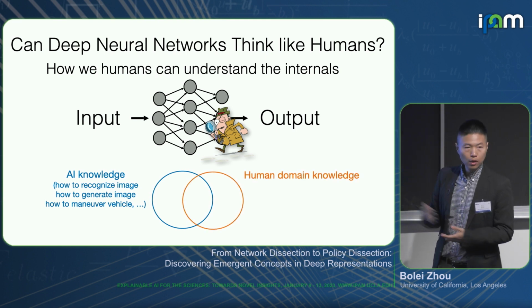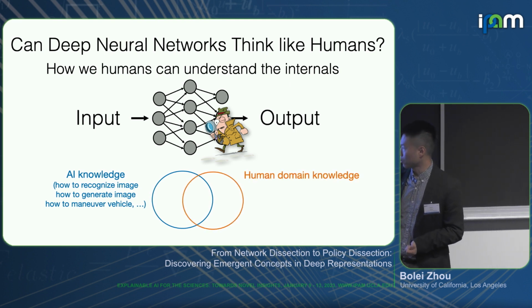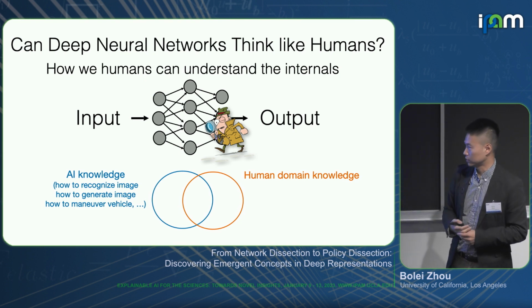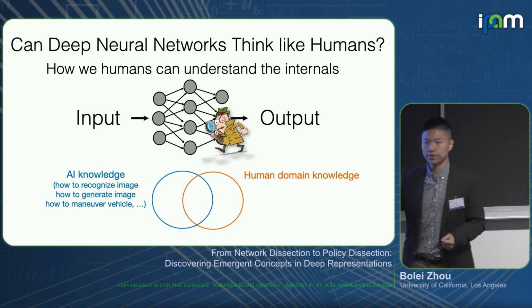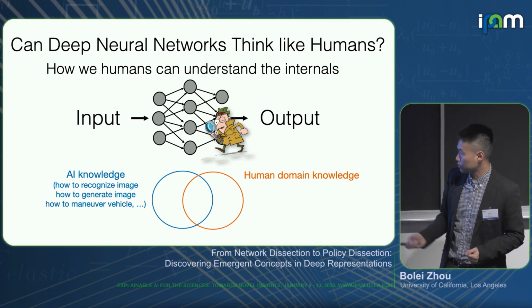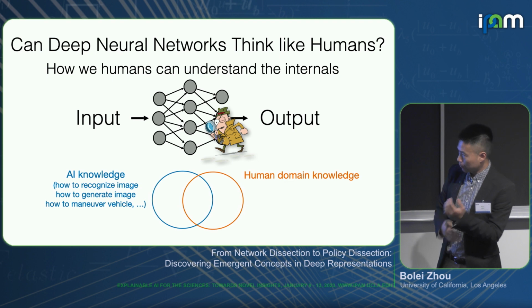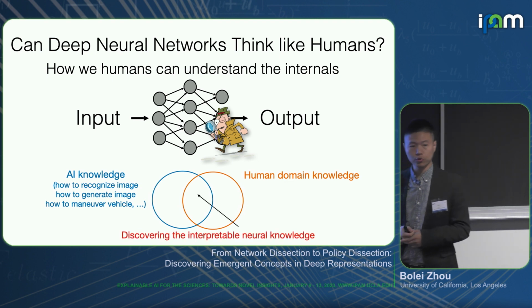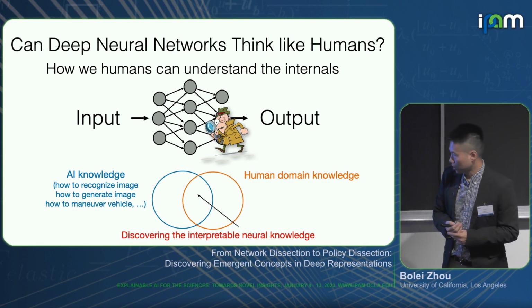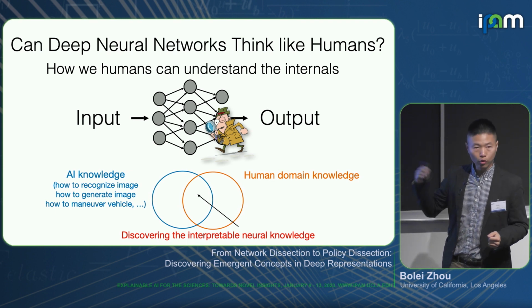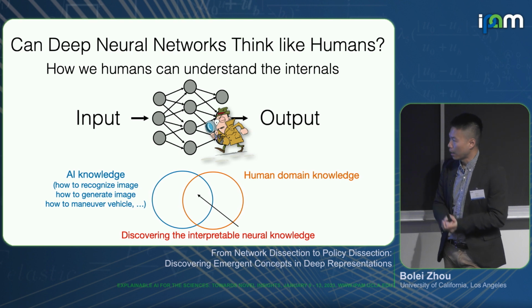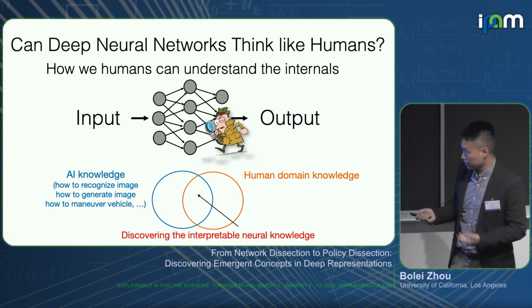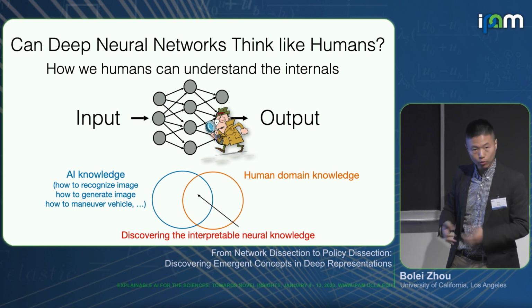On the other hand, we also have the human domain knowledge, right? We humans develop a knowledge base, then we teach our kids to do those tasks. So there will be some overlap between the two. That will be the crux for our problem. So we try to discover the interpretable neural knowledge that has overlap between the AI knowledge and the human domain knowledge. But I have to say that the non-overlapped part is also very interesting.